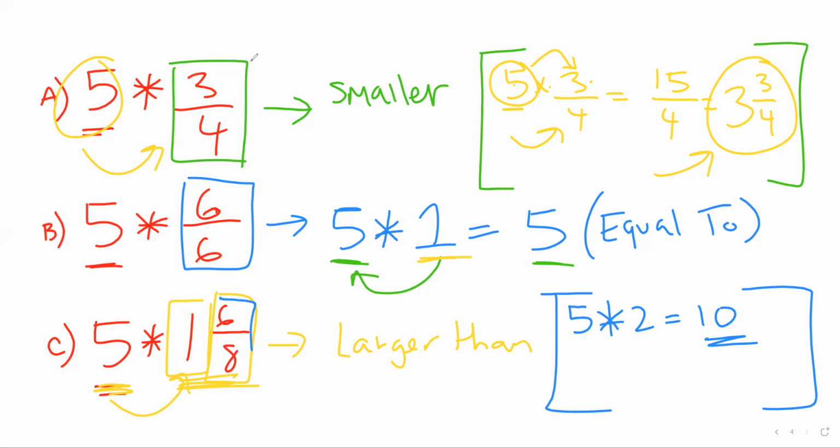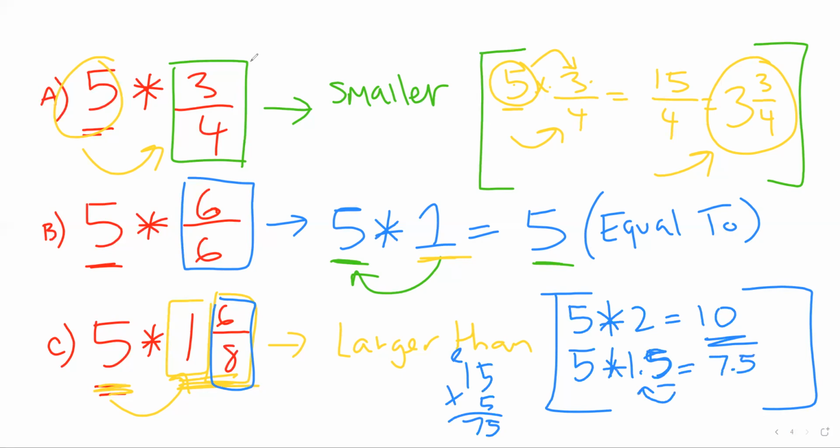And even if I thought that 6/8 was maybe closer to 1/2, well, then 5 times 1/2, well, we know how to multiply by decimals. We've done that. So that would be 25, 75, but I need one place value, so that'd be 7 and 5 tenths. So again, 7 and 5 tenths is actually bigger than 5.